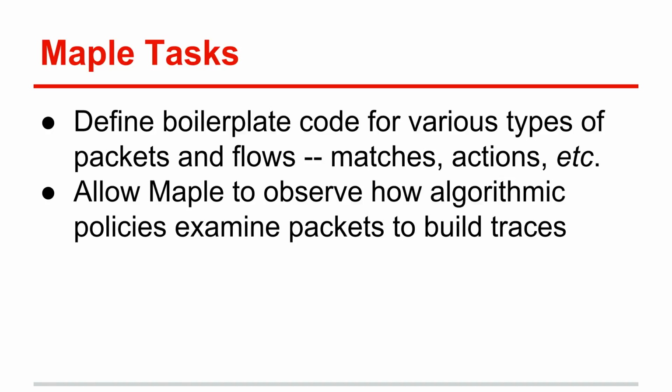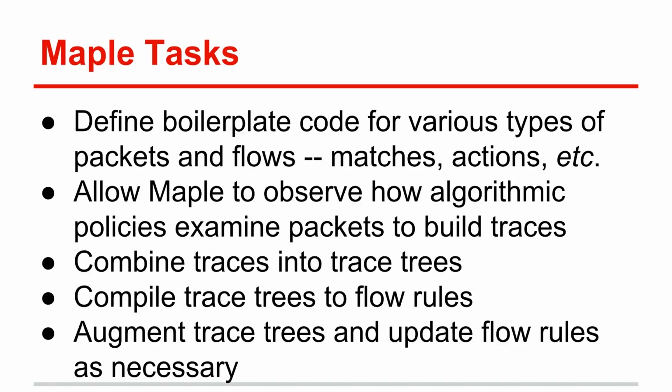The first step of the actual Maple algorithm was then to observe how algorithmic policies examine packets to build traces. So this is observing things like when the high-level function f reads a field from the packet. Once we have that, we could use those traces to build trace trees, and then write functionality to actually compile those trace trees to flow rules. And as the network changes, or as the policies in the network change, we needed to augment the trace trees and update the flow rules as necessary.